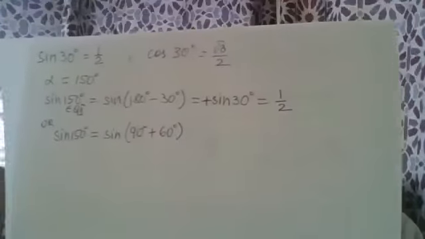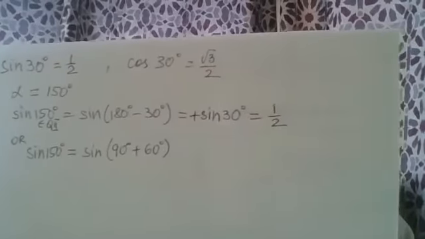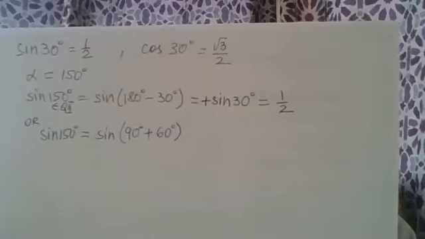Okay? Now I will show you how to use another reference angle for the same 150 and for the same value, sine. I'm writing down sine of 150 degrees equals. This time I'm using another version. I'm using 90 degrees plus 60 degrees. And I'm going to use same method. I'm going to ask myself a few questions.